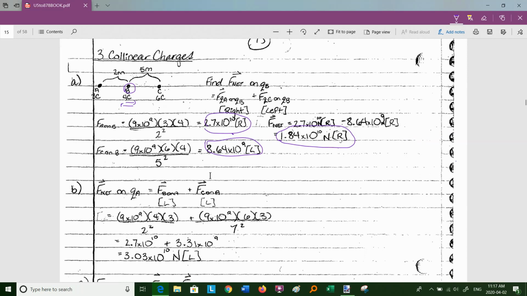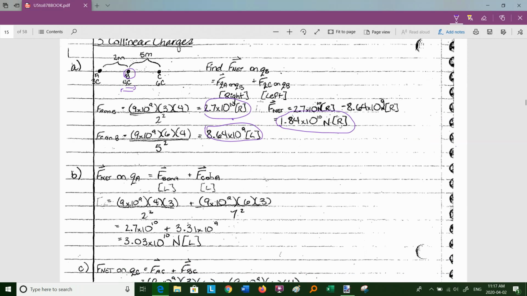Now, the next part says, what about the net force on A? So the net force on A is going to be B pushing A to the left and C pushing A to the left. So they're both directed to the left.